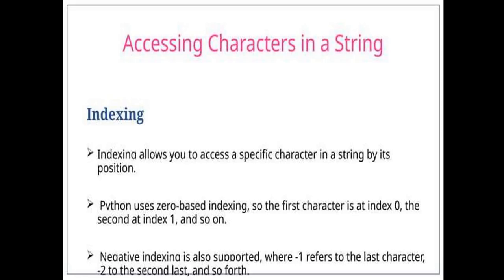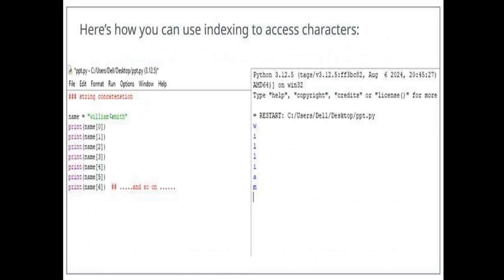So, accessing characters in a string. Indexing allows us to access a specific character in a string by its position. Python uses zero-based indexing, so the first character is at index 0, the second at index 1, and so on. Negative indexing is also supported, where -1 refers to the last character, -2 to the second last, and so forth. So this is William Smith. If you print name of 0, it will print W. If you print name of -1, it will print the last character, h, and -2 the character t.